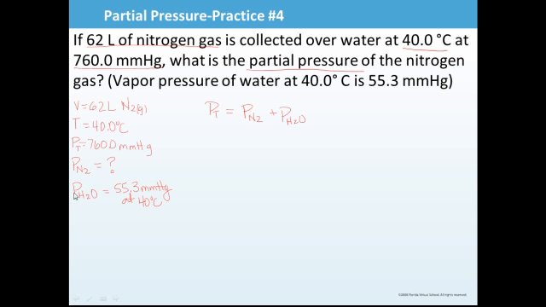Then it goes on to tell me that the vapor pressure of water, which is the same thing as the partial pressure, is 55.3 millimeters mercury at this temperature, which is very important because vapor pressure of water will change depending on what your temperature is. So there is a table that you can look at to find out, if you're at 70 degrees Celsius, the vapor pressure of water will be different. For this problem, we just went ahead and gave it to you. So the problem is asking for the partial pressure of nitrogen. I'm going to go ahead and rearrange my formula, and now I'm just going to plug and chug.